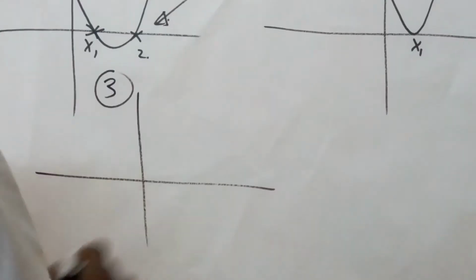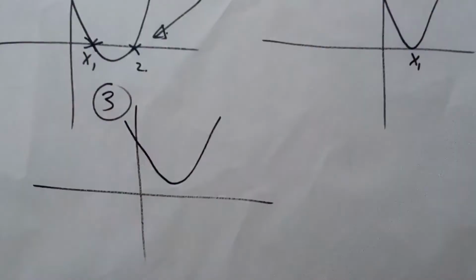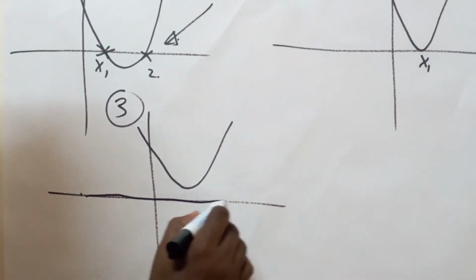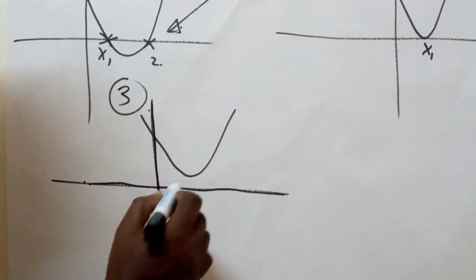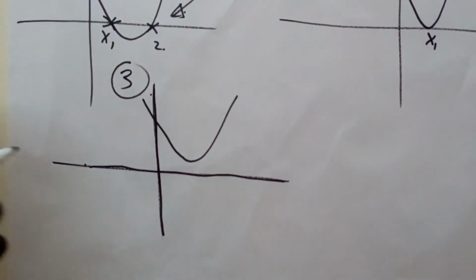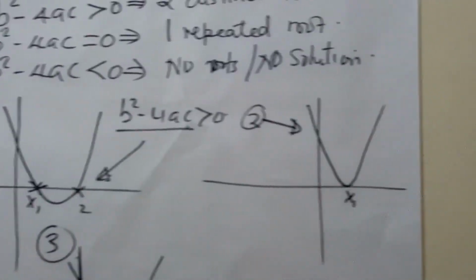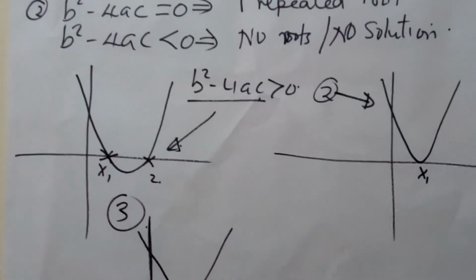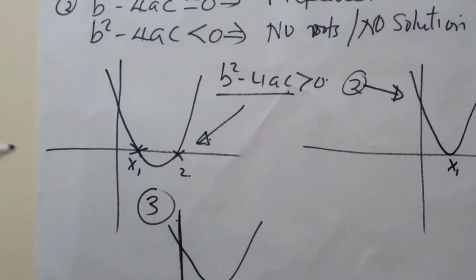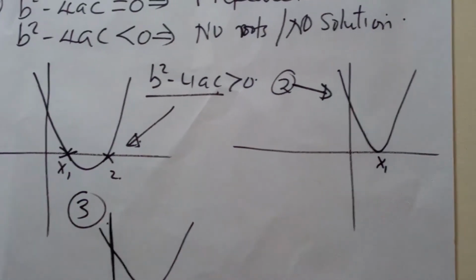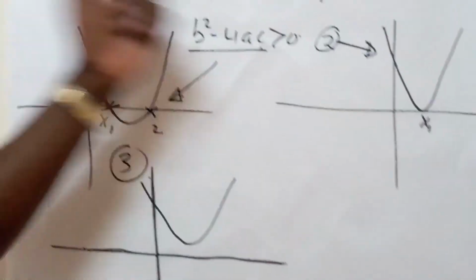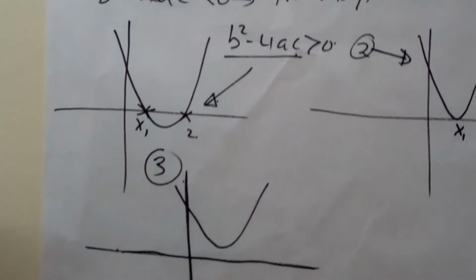Case 3 is something that looks like this. Please note that it does not touch or meet the x-axis at any point. That means the graph doesn't meet the x-axis, and therefore we have no solutions. Remember, in a previous video, we said that the solutions or roots of any quadratic function, when represented graphically, are the x values where the graph cuts the x-axis. The x-axis intercept gives you the solutions or the roots of that quadratic function.